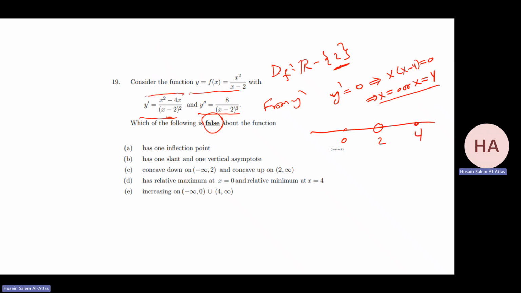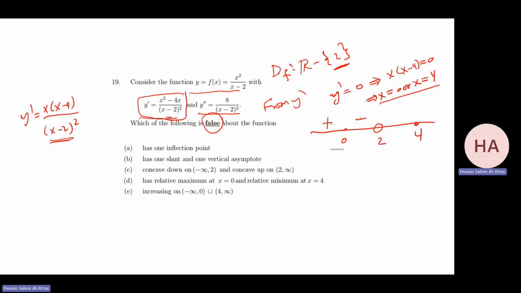Check the sign of this one. The denominator is always positive, it's x not equal to 2, so I'm concerned only about the numerator. Take a value before 0, minus 1. Don't forget, y prime is x times x minus 4 over this. So minus 1 times negative, that will be positive. Between 0 and 2, take 1. It will be 1 times negative. The denominator is always positive, so we don't care about it.